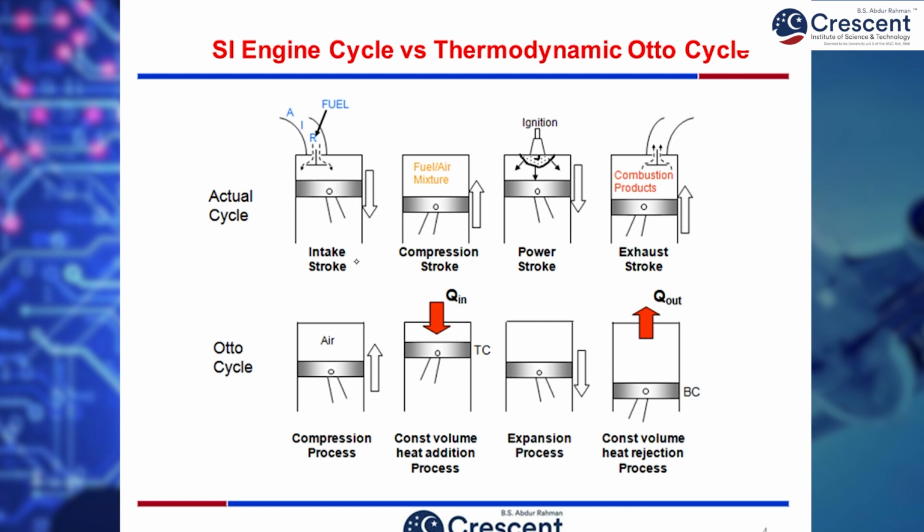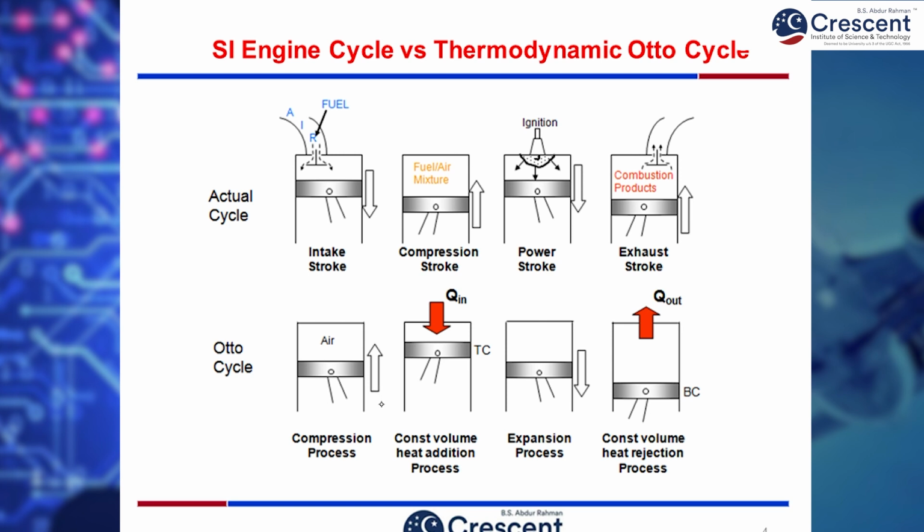In a thermodynamic cycle, we may not show this suction process and exhaust process. So, what we start with is process 1 to 2, which we refer to as the isentropic compression process. In the diagram, we start with the compression process in the Otto cycle.